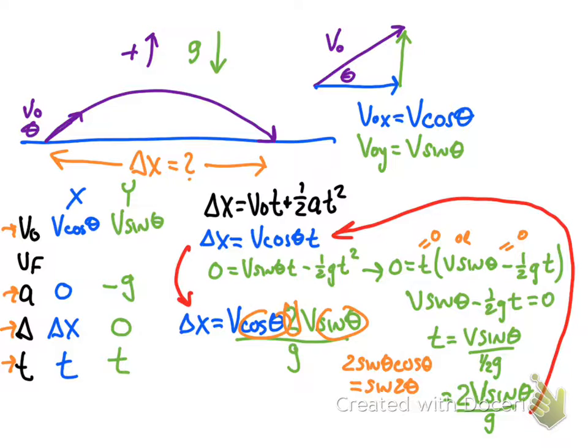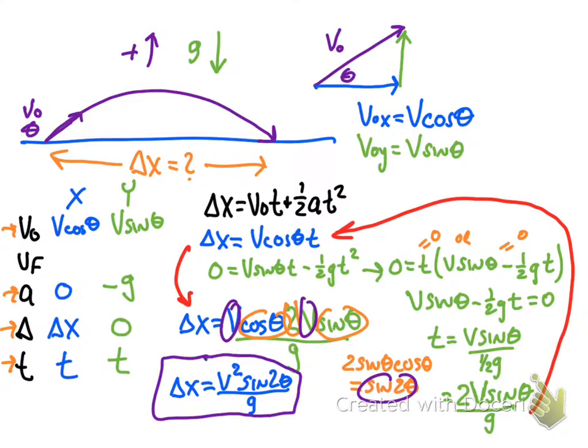So now we're going to rewrite our delta x equation. We have a v times a v in the numerator. We write that as v squared. We take our 2 sine theta cosine theta and we write that as sine 2 theta all over g. And we call this the range equation.